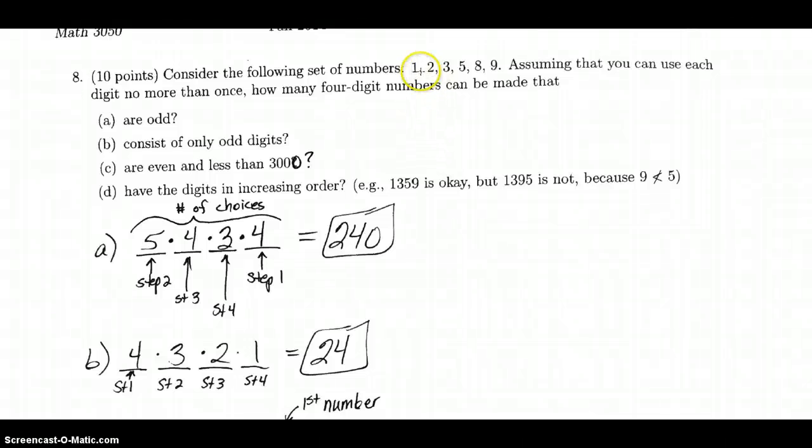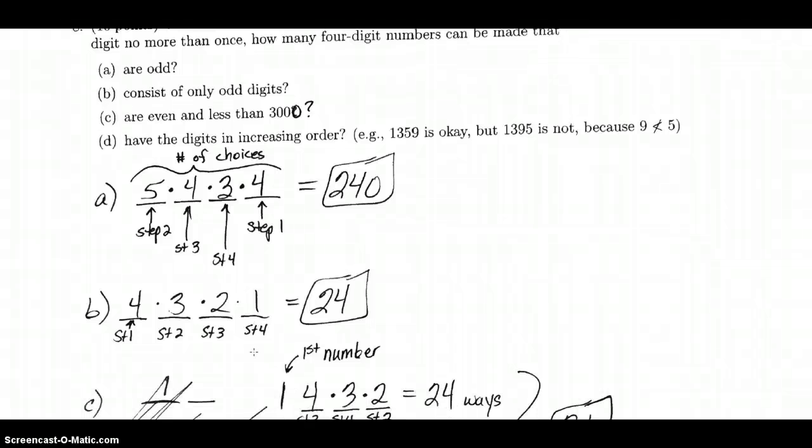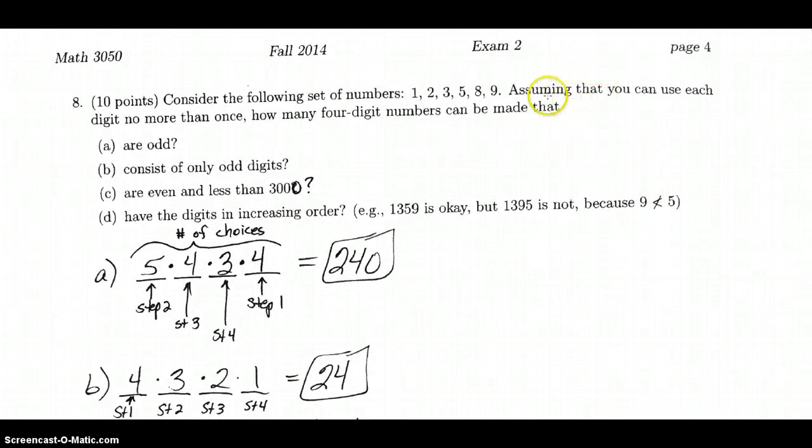Well, this one's actually a bit easier because we only have 4 odd digits available. So if we have to consist of 4 odd digits, we have 4 choices for the first one, 3 for the second, 2, and then 1. And again, keep in mind that this is still under the assumption we can use each digit no more than once. Otherwise, we could have 4 to the 4th power.